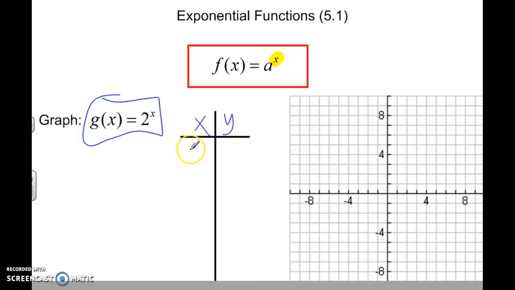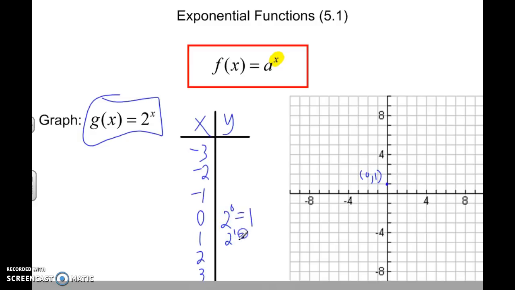So let's just plug in a few values for x: 0, 1, 2, 3. If I plug in 0, this would be 2 to the 0 power. If you remember, it's been a long break, but 2 to the 0 power is 1, so (0, 1) is actually the main point of this graph. It's the only point I need you to memorize on this parent graph. (0, 1) is the point I need you to memorize. The behavior I need you to memorize as well.